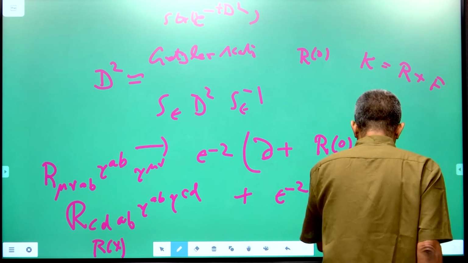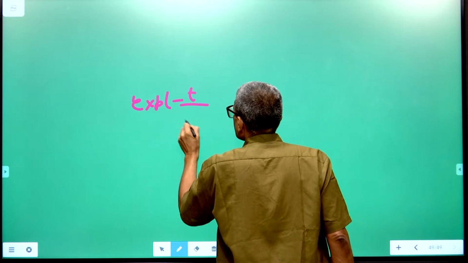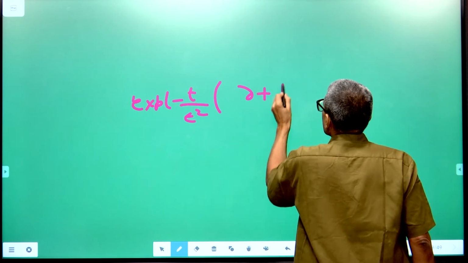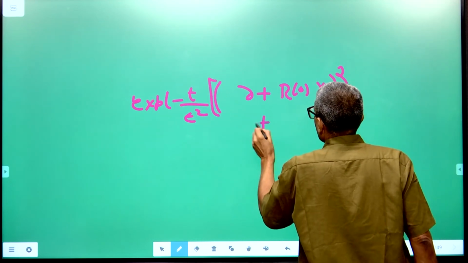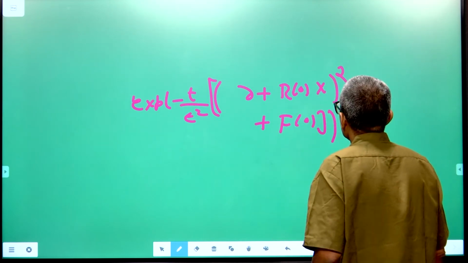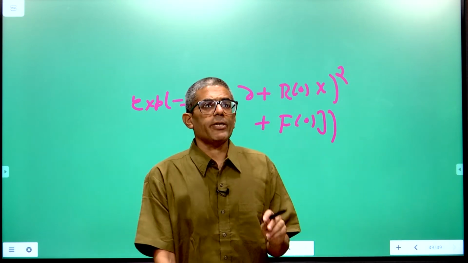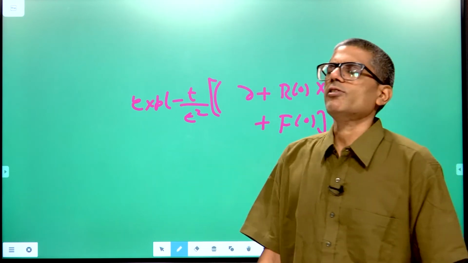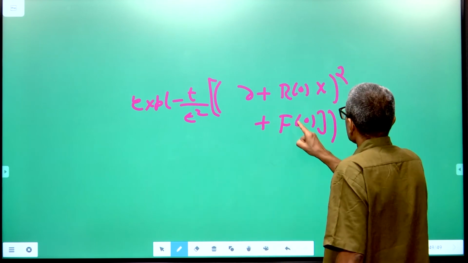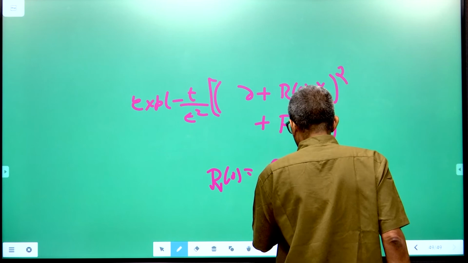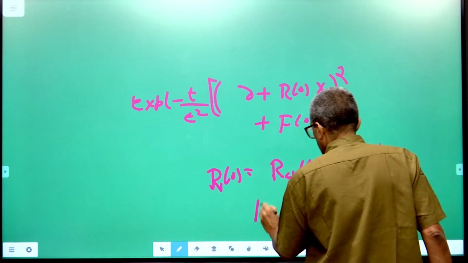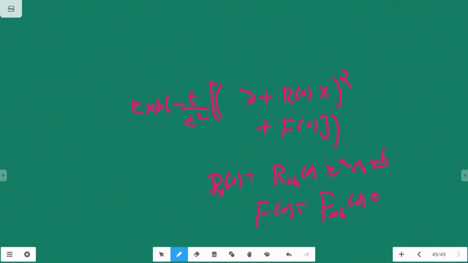So essentially I have to compute exponential minus t by epsilon square into dou plus r0 x square plus f0, where f0 is a 2 form, r0 is also a 2 form. So you have to compute the evolution operator of a supersymmetric harmonic oscillator, because the Hamiltonian here becomes a 2 form. These potentials r0 and f0 are 2 forms. You can say r0 is nothing but rab at 0, eab at gb. Likewise f0 is fab 0, eab at gb. So this quantity comes out to, now I can let t go to 0, epsilon go to 0. So this is irrelevant as far as the super trace is concerned.